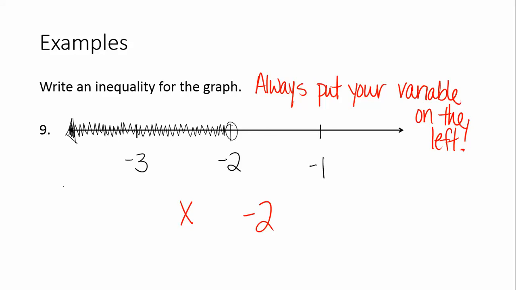Now all you have to determine is this symbol. You see that it shades to the left, so we want to point it to the left. And we are not including -2, so we don't draw a line underneath it. So we're talking about all the x's, or all the numbers that are less than -2. And you can see on this number line, it continues on forever in that direction, would be all the numbers less than -2.